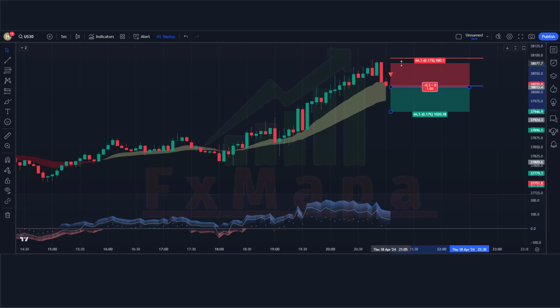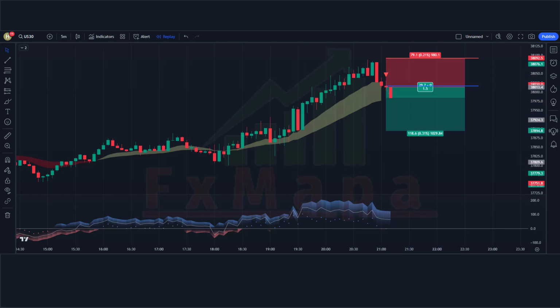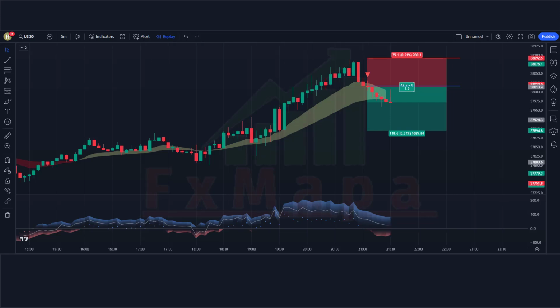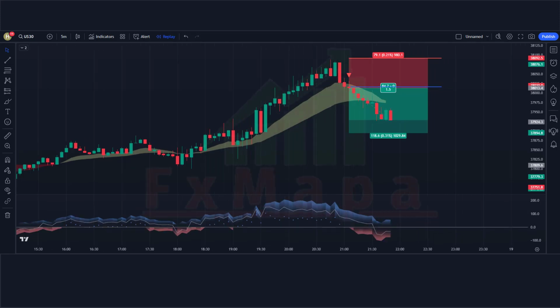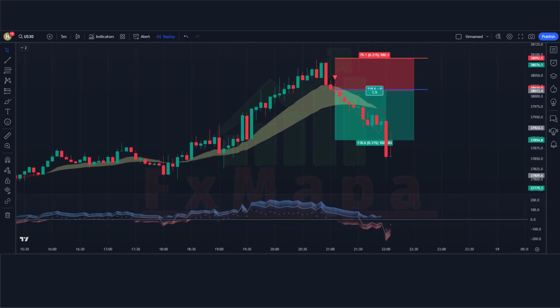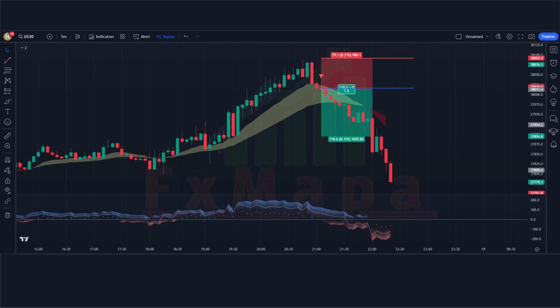Our stop loss will be placed at the K's reversal indicator of exit level. And the risk to reward ratio will be 1:1.5. Let's see what happens to our trade. Our trade is running in profit. We have won the trade. Wait for the next signal.